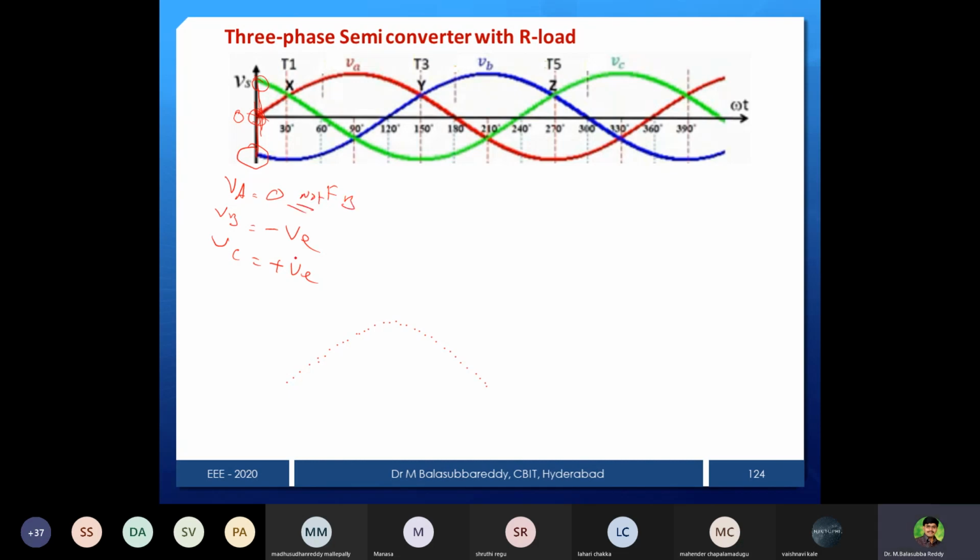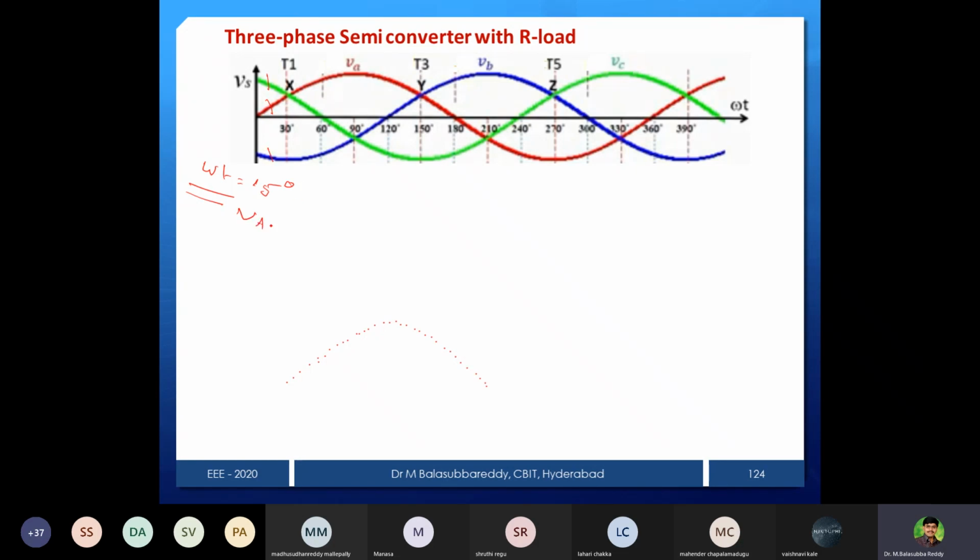This one is not forward biased, and you will find the C phase is forward biased because it is more positive than the other phases. That's why A phase will not be forward biased at omega t equal to 0. Now, each line is 30 degrees, as I mentioned. Suppose at 15 degrees, at omega t equal to 15 degrees, you can check it. At 15 degrees, this is the C phase, this one is the A phase, this one is the B phase.